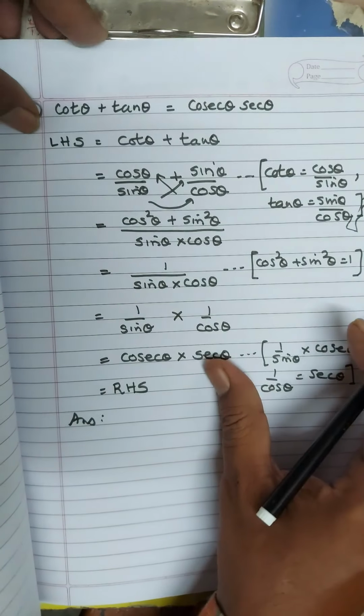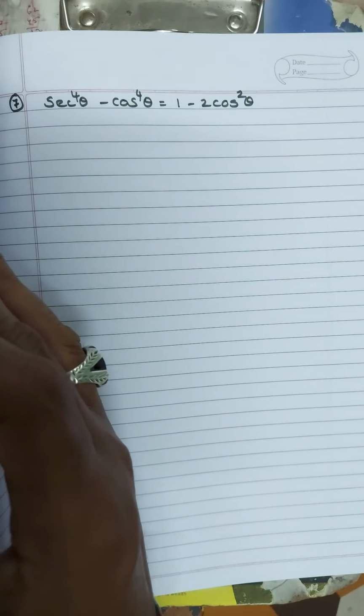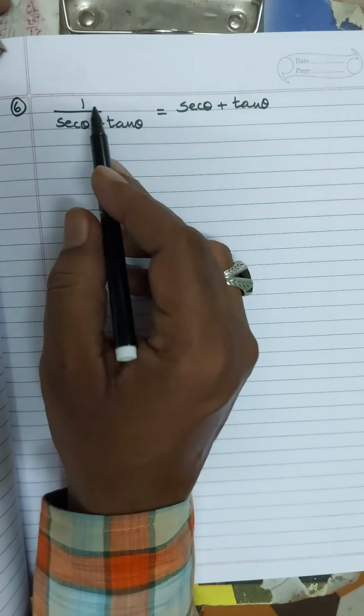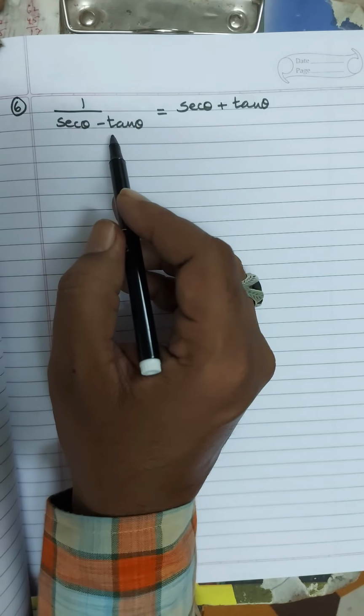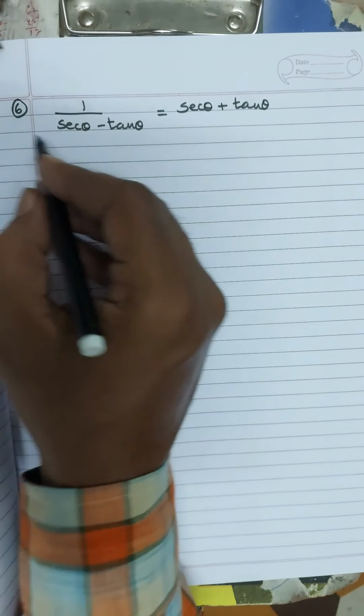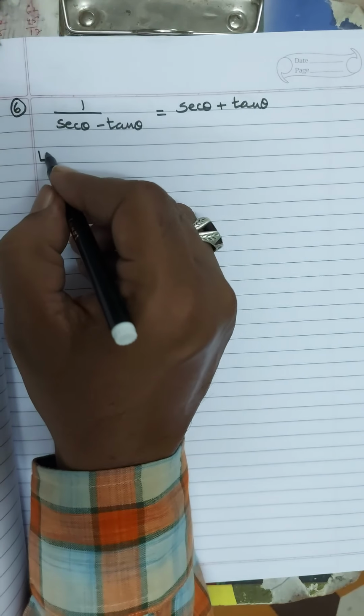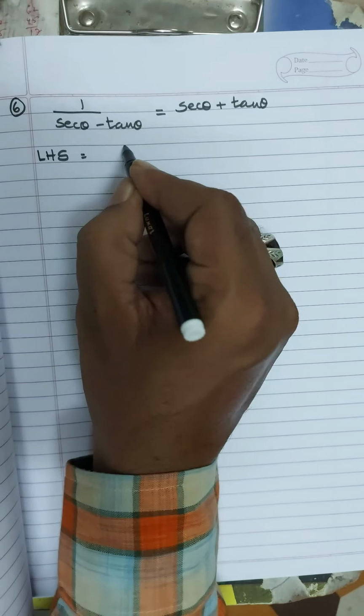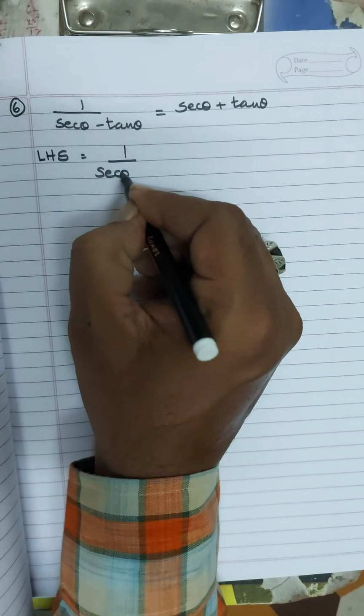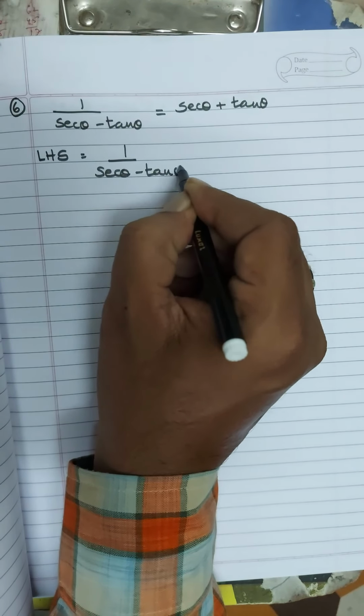Okay, now let's take the sixth question. Sixth question I have written here. So the sixth question is also very simple. Okay, 1 upon sec theta minus tan theta is equal to sec theta plus tan theta. So what we have to do is bring down the left hand side here again. So left hand side is equal to 1 upon sec theta minus tan theta.